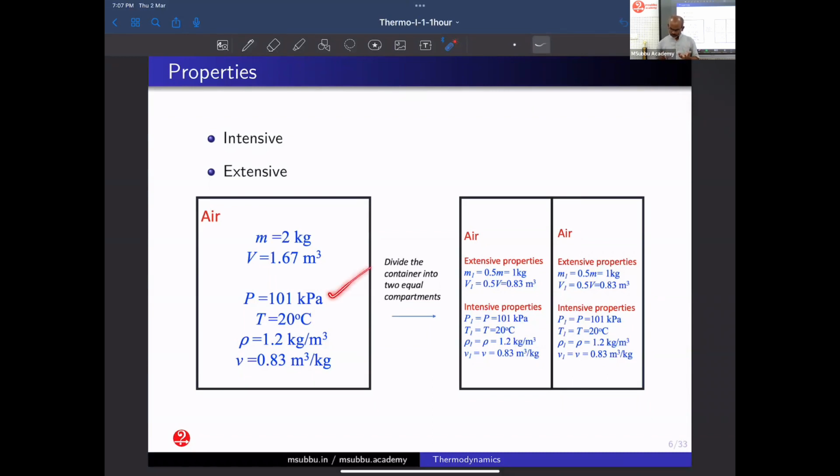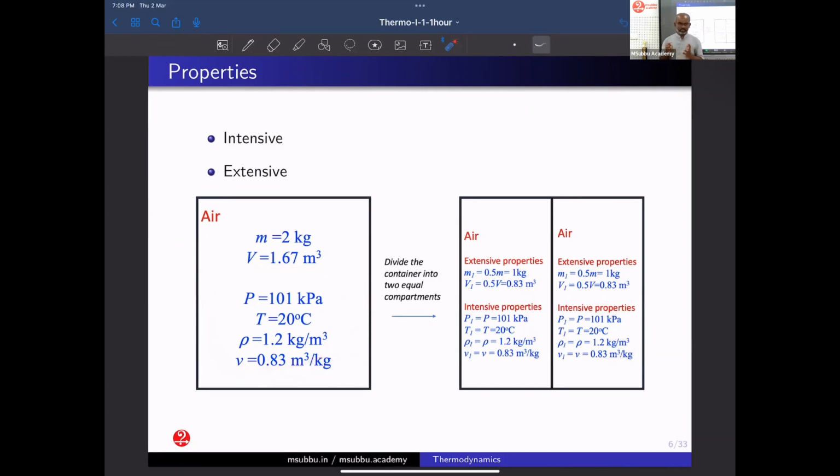Whereas properties like pressure, temperature, density, specific volume are not going to change if you measure at any point. So these values are going to be the same. Whereas this depends on the total size. A nice example is here. Suppose you have a container like this and divide this container into two halves, then the volume of these two halves is simply divided by half. Whereas the pressure, temperature, all these intensive property values remain the same as that of the original container.